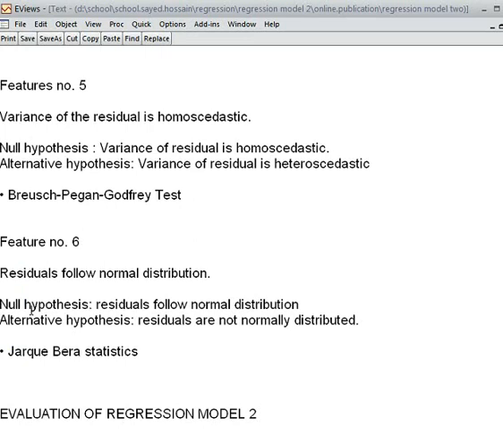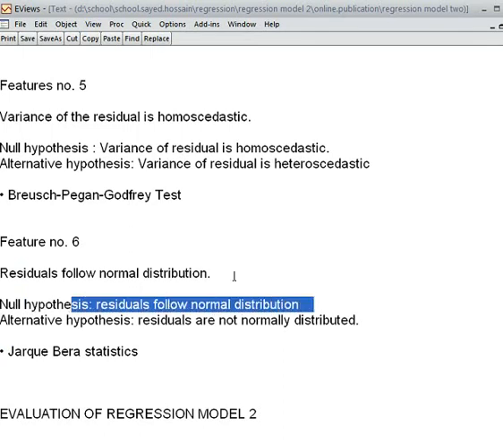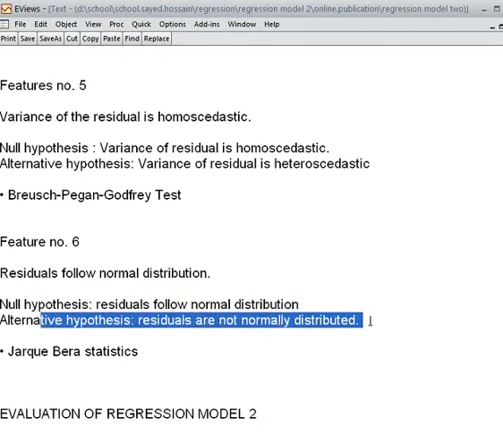And here, if the probability value is more than 5%, then we cannot reject the null. So that is desirable. But if the probability value or p-value is less than 5%, we can reject the null, meaning that we accept the alternative hypothesis, meaning that residuals are not normally distributed. So that is not desirable.